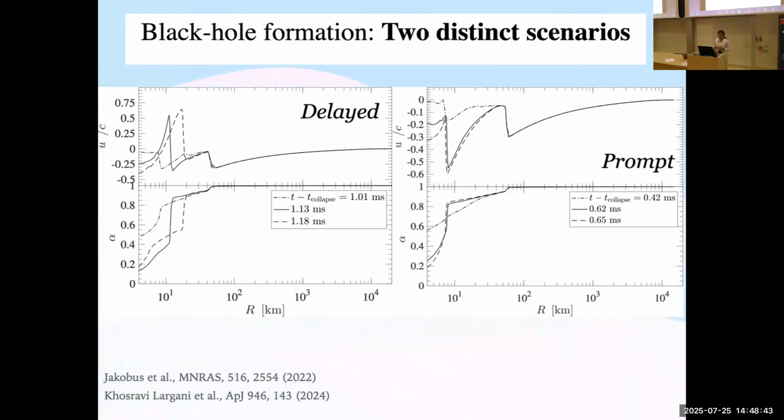But for the delayed case, you can see here that even though we have a collapse into a black hole, the shock that has been formed due to the phase transition keeps moving forward. In some cases, it even takes over the accretion shock that we had from the first bounce.